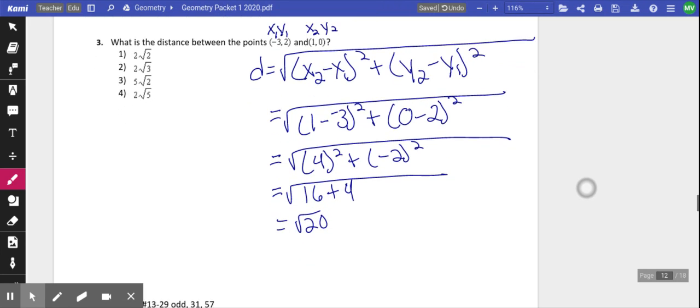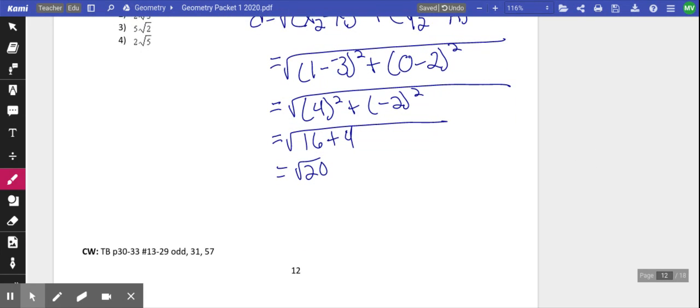Now we have to remember how to simplify a radical. Are there perfect square factors in 20? And the answer is yes. 20 can be written as 4 times 5. So it's the square root of 4 times 5. Do the square root of 4 times the square root of 5. The square root of 4 is 2. So it's 2 radical 5, which is choice 4.